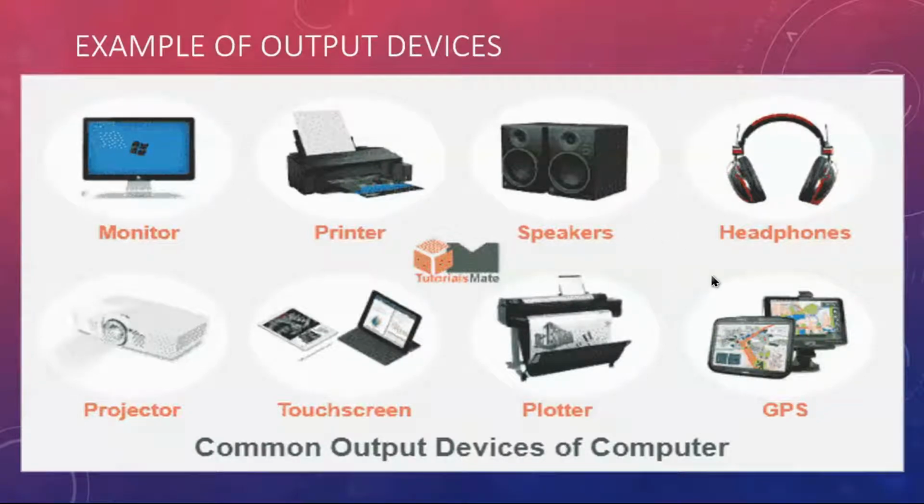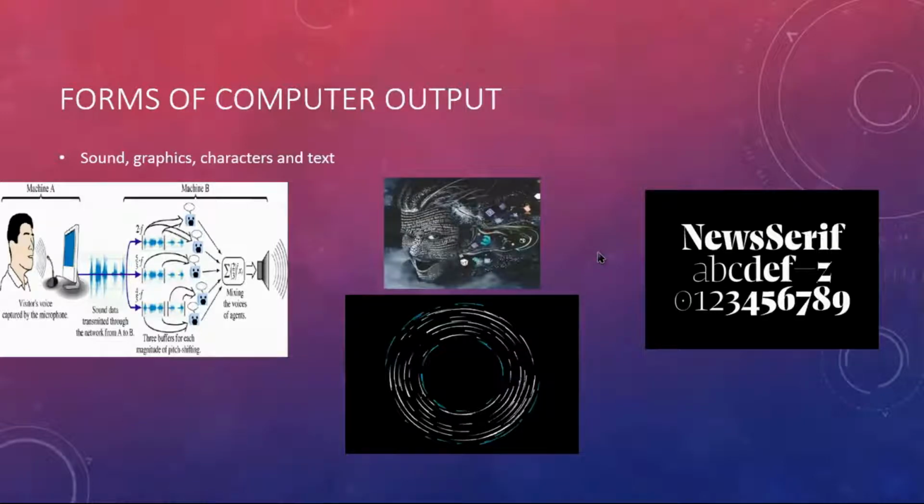If we move on to the next, we have to understand that the computer output depends on the forms of computer output. The shape of a device, or what a device is, depends on the type of output. That brings us to what we call the forms of computer output. We have three major forms, and one is the form called sound.